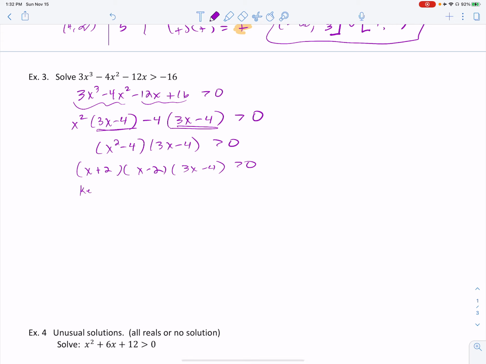And so my key numbers are going to be all the values that would make this 0, which would be -2, +2, and then +4/3. If I put those on a number line, mostly just to make sure I get those in increasing order, I have a -2. 4/3 is 1 1/3, so that's going to come before 2. And each one of those happens to make this 0. So if there's 3 key numbers, you will have 4 intervals.